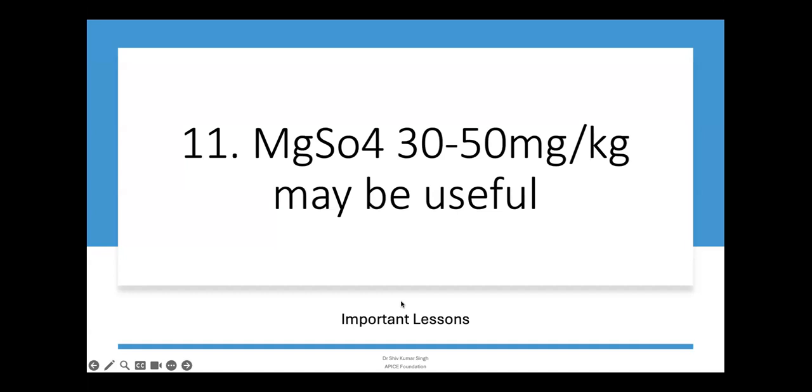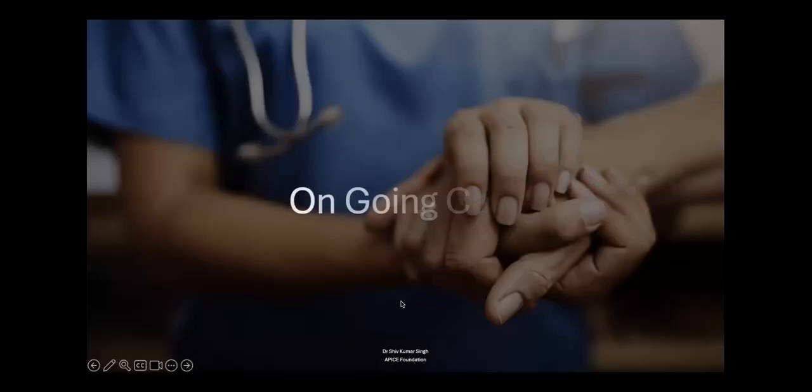All able to see the screen? Dr. Hemant, the whole screen visible? Yes, I can see. Yeah. Okay.